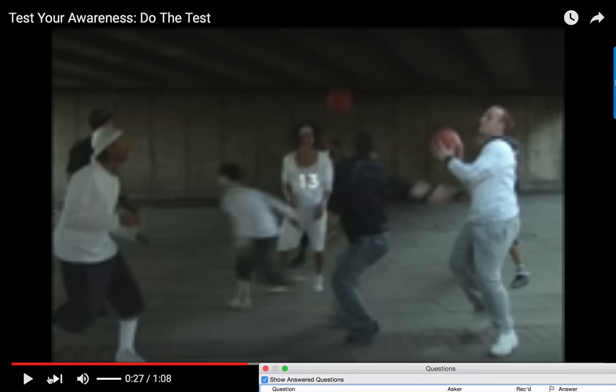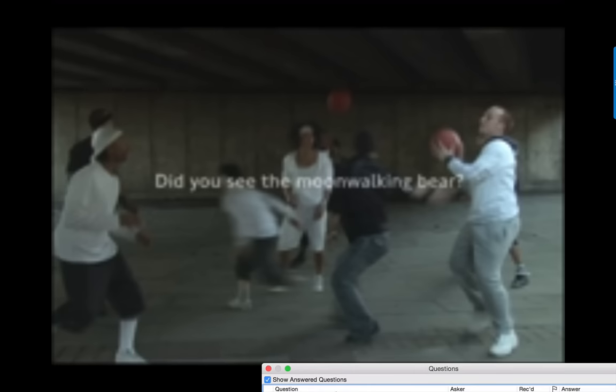But this is the question. Did you see the moonwalking bear that went past? There was actually a 6'5" moonwalking bear that literally walked right past the screen. Did you see that? So let's replay it, and this time look for the moonwalking bear. Here we go. Watch for the bear this time. This is not a trick. This is the exact same replay.